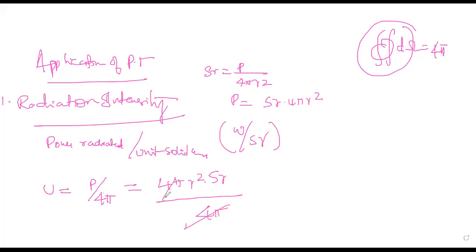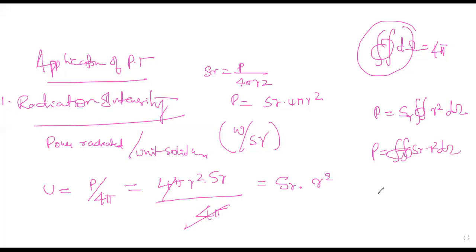So 4 pi gets cancelled. You will have the equation for U, that is radiation intensity, as SR into R square. So substitute this above equation, that is U, in equation 2. So equation 2, if I write here, you have written it as P is equal to S double integral SR into double integral of R square d omega. Now you know P is equal to double integral of SR into R square d omega, which is P is equal to double integral of SR into R square, which is U. So substitute it here, U into d omega.